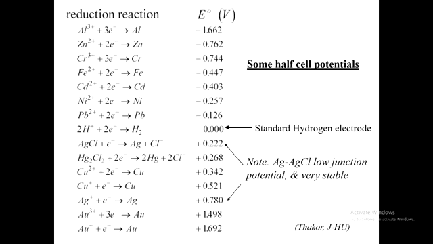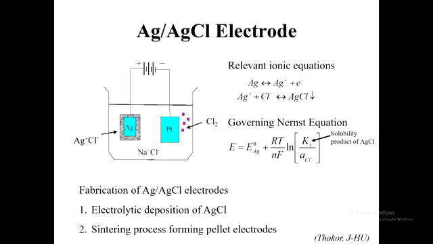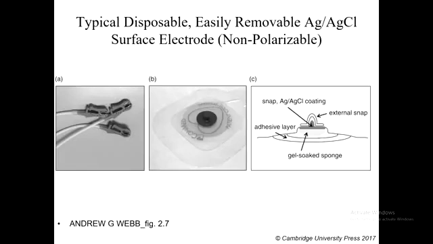Any questions so far? Okay, classification is for perfectly polarizable electrodes and perfectly non-polarizable electrodes. Well, none of them are perfectly one way or the other. We'll pass over that and continue with the silver-silver chloride electrode because that's the one that's of most interest to us at the moment, a good workhorse.